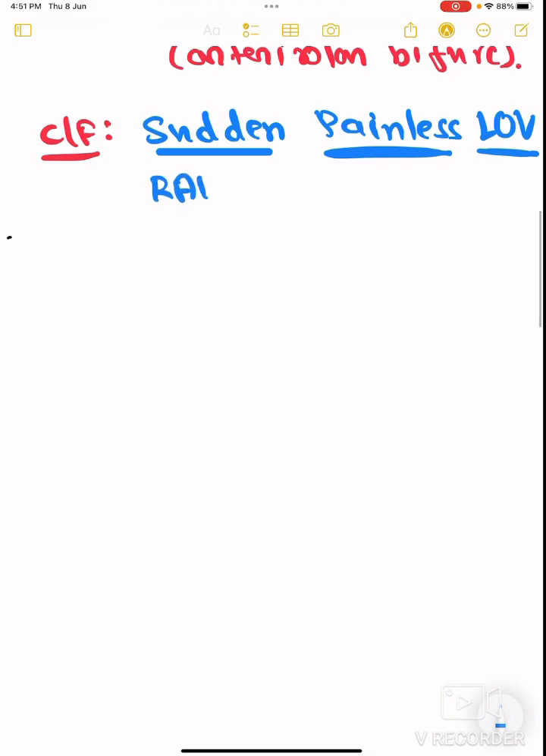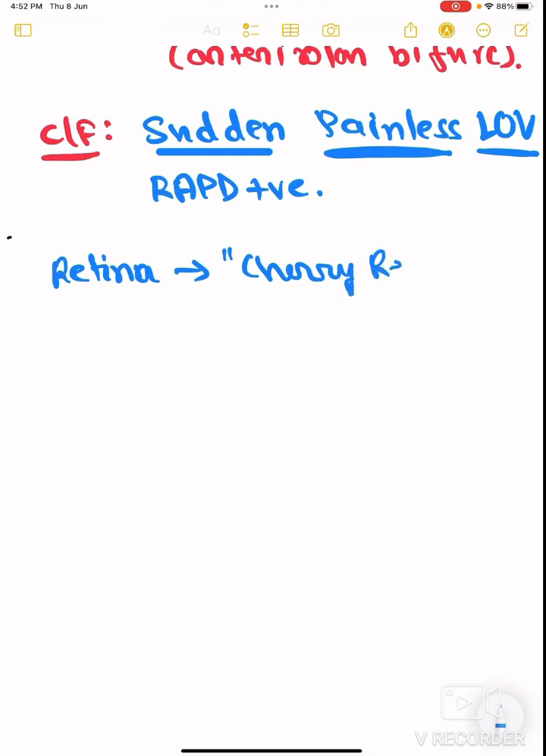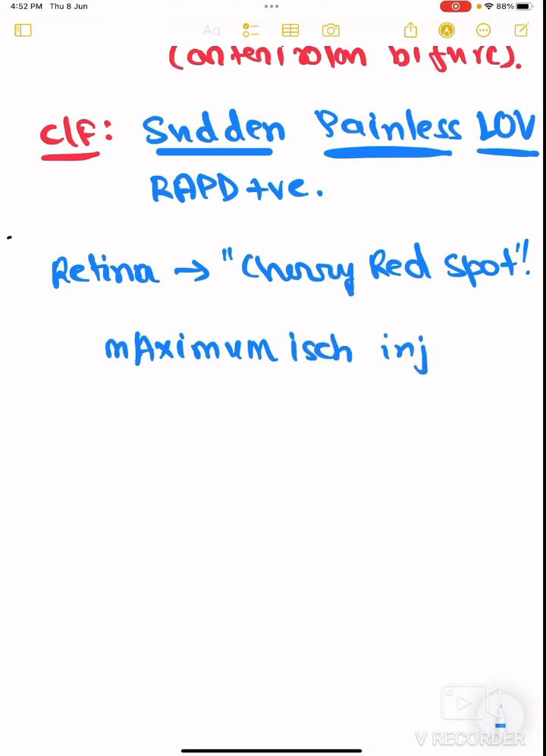RAPD will be positive, and the retina will have an appearance of cherry red spot. The maximum ischemic injury is seen in the ganglionic cell layer.